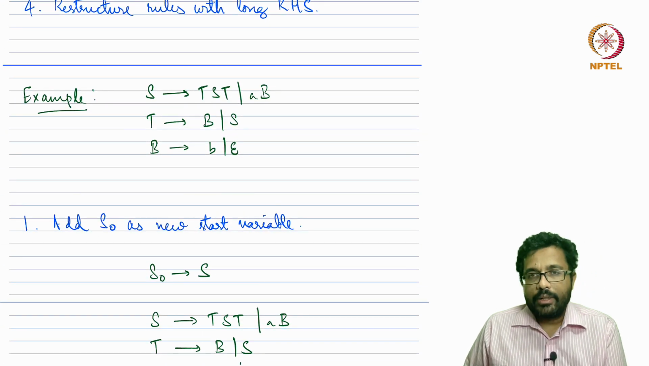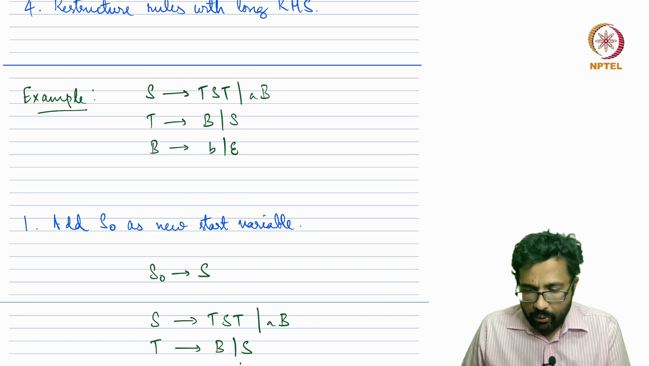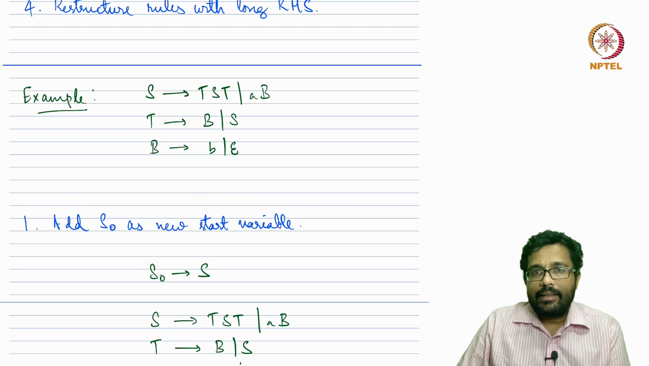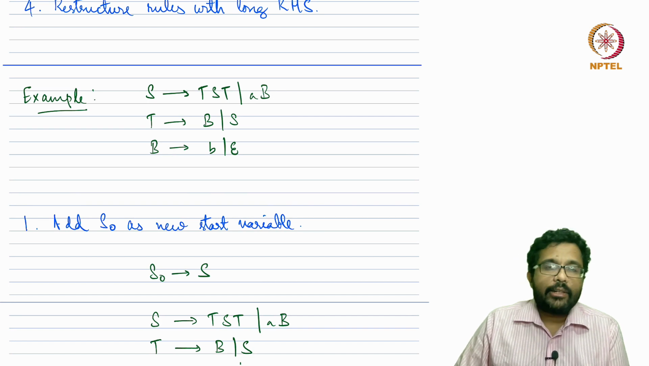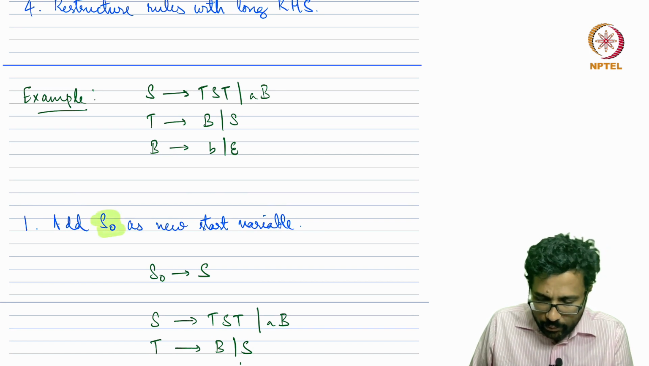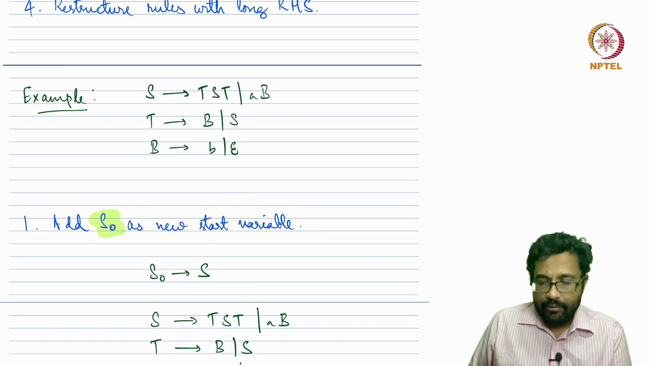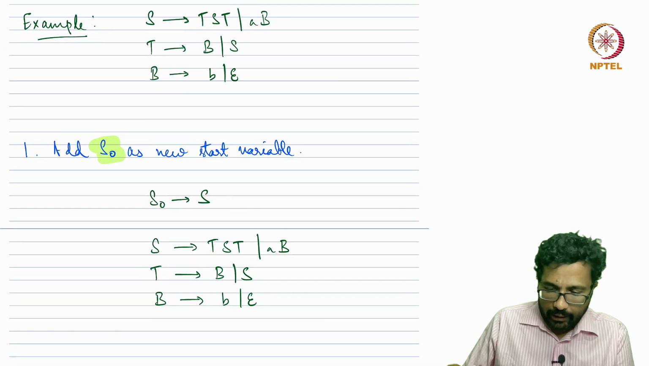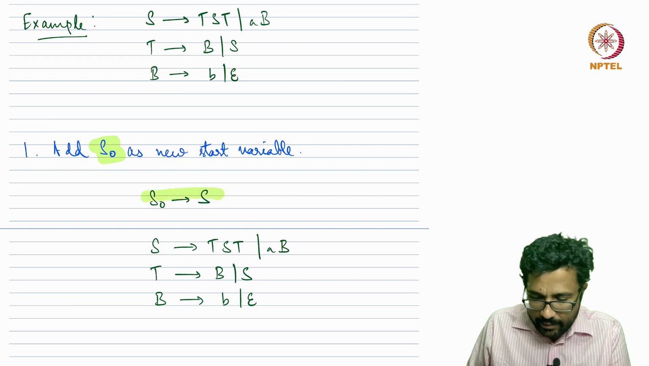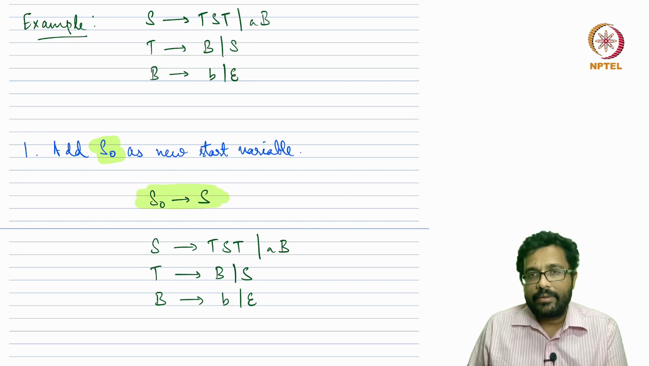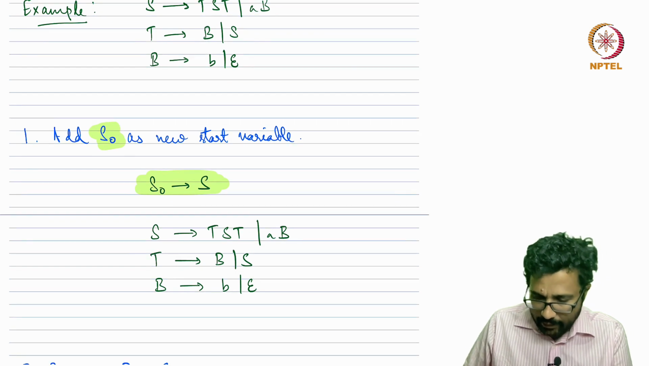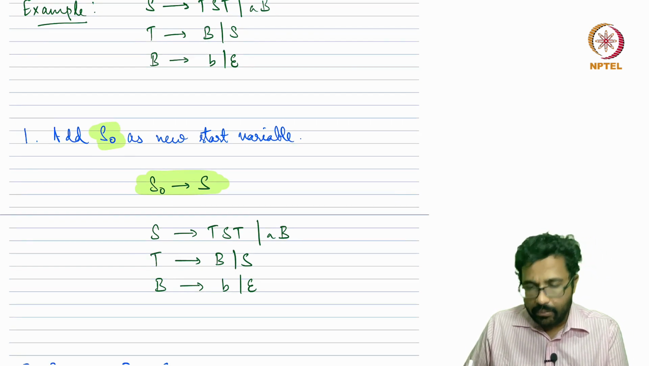So the first thing to do is, we don't want the start variable on the right side. The simplest way to handle that is to just introduce a new start variable. So we will add S0 as a new start variable, and in order to connect that with the rest of the grammar, we will just add a new rule, S0 gives S. So now we have modified the grammar by adding a new start variable, but the grammar is equivalent.